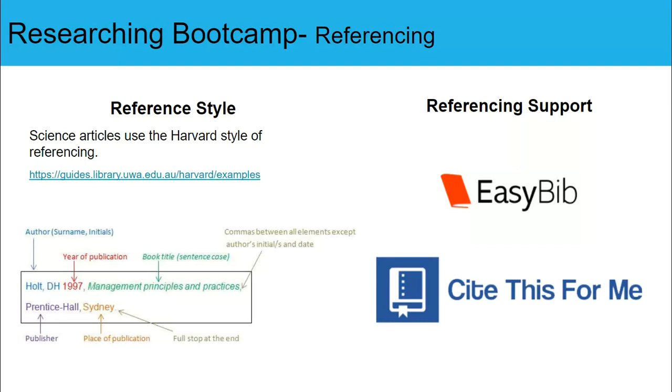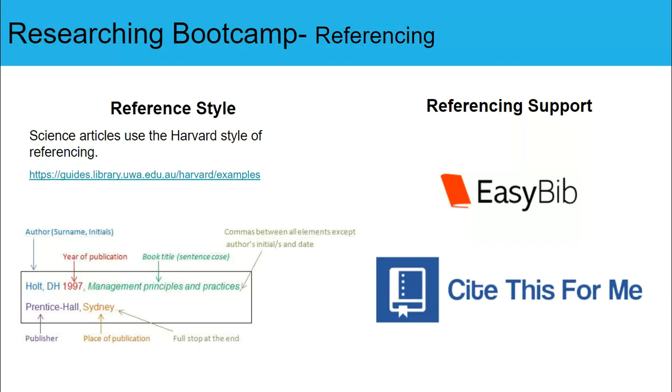And then the next part is referencing the information where we get it from. So be mindful that science articles mainly use the Harvard style of referencing, but your teacher may have a different style that they prefer, so make sure you check with them which style they like. You can use that guide there for an actual step-by-step guide of referencing, noting here where commas should be, where full stops should be, those kinds of things.